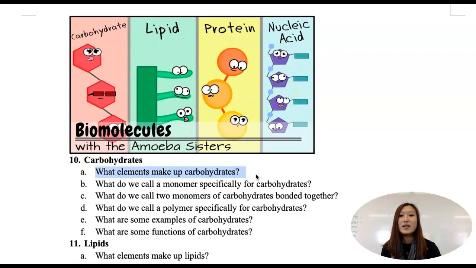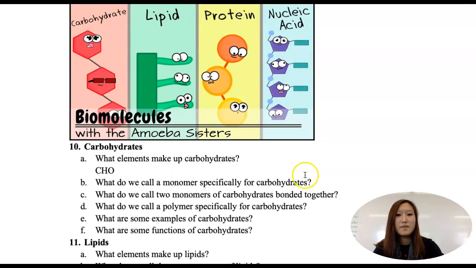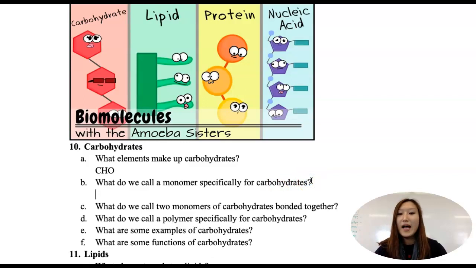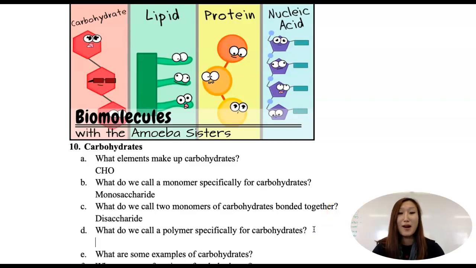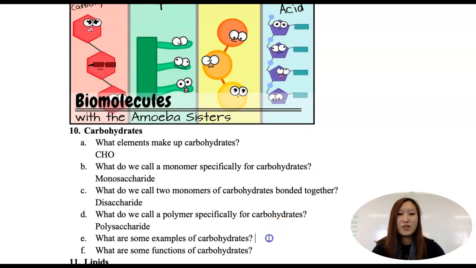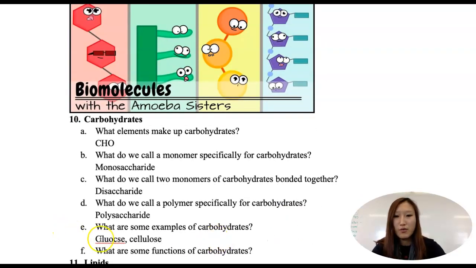For carbohydrate, the elements that make up carbohydrate are carbon, hydrogen, and oxygen. The carbohydrate monomer is called monosaccharide. Specifically, when we have 2 monosaccharides together, we call it disaccharide. And when you have a polymer specifically for carbohydrate, it's called polysaccharide. Examples of carbohydrate are glucose and cellulose, right? Glucose is what we use directly for cell respiration. Cellulose makes up the cell wall of plants.